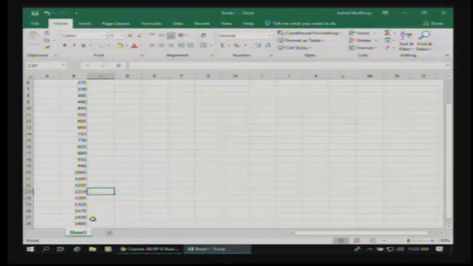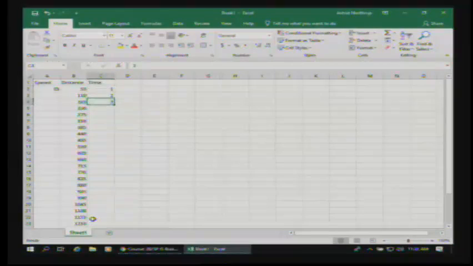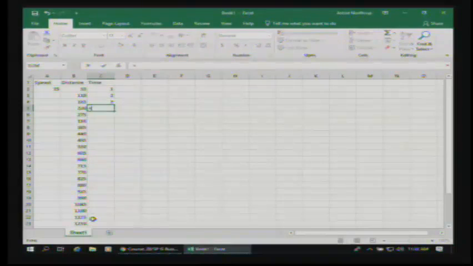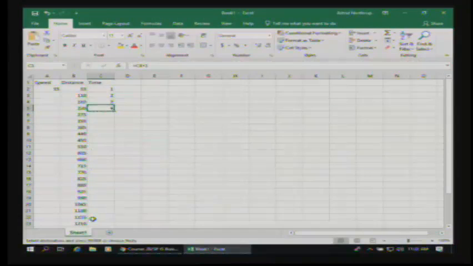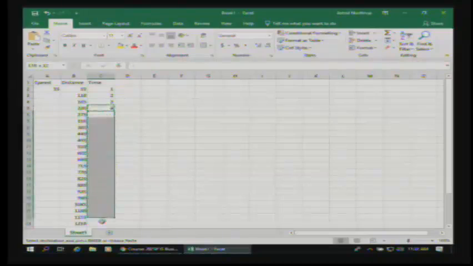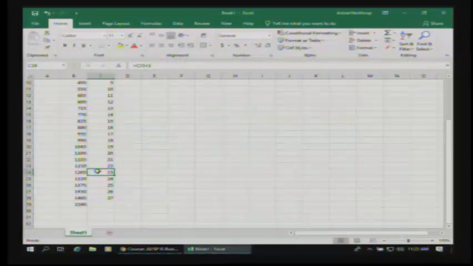So here, if this is 1, 2, 3, this one must be 4, right? So I'm just adding 1. And if I copy that down, what do I see at 1265? 23 hours. So once again, there's more than one way to solve this.